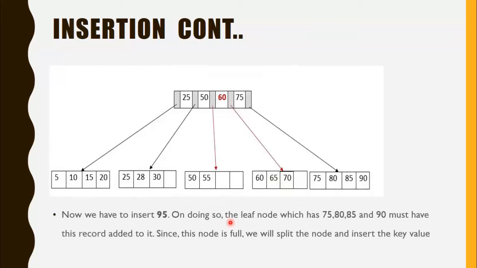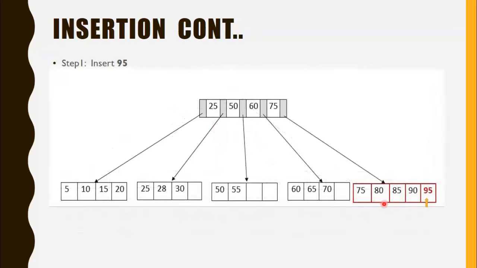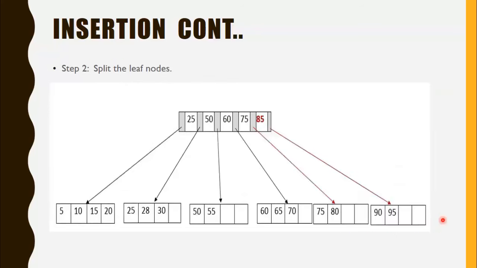After that we have to insert 95. 95 will be inserted in the right subtree of 75, as it is greater than 25, 50, 60 and 75. If we insert 95 in this node, it becomes 95. Here also the same problem is there, the node overflows. So we have to split this node, and 85, as it is the middle element, will be inserted into the index node.